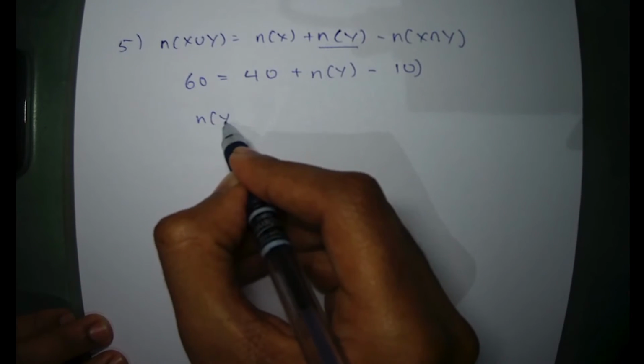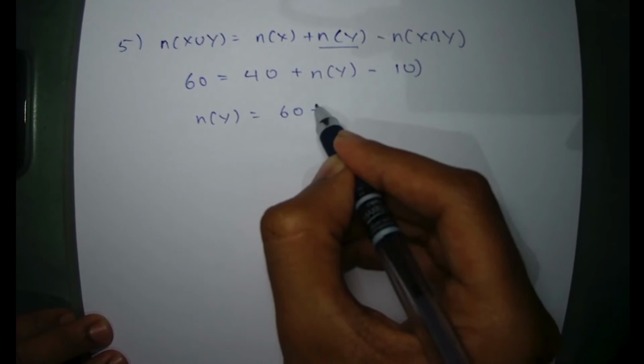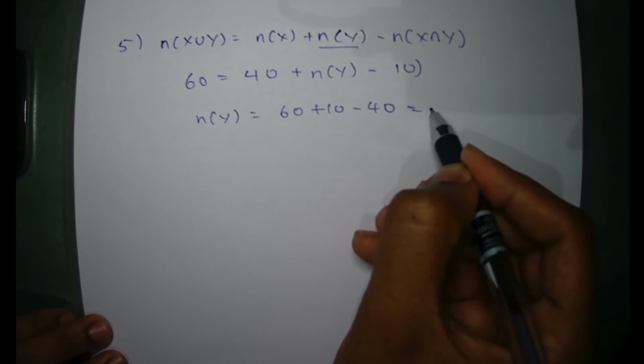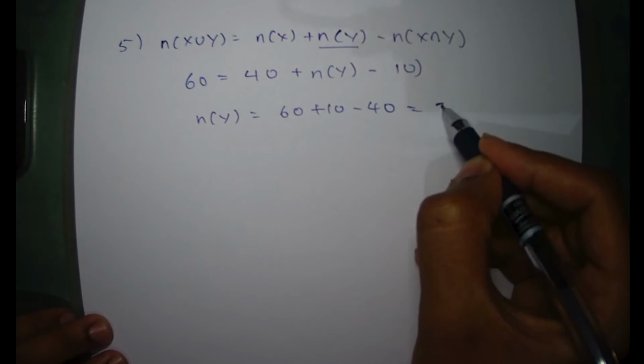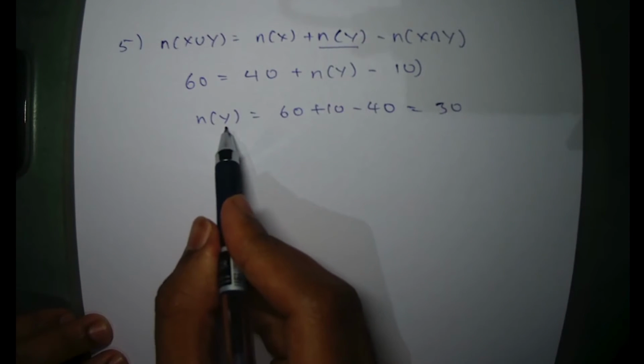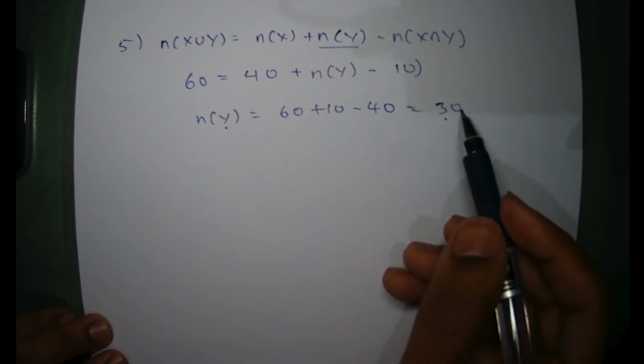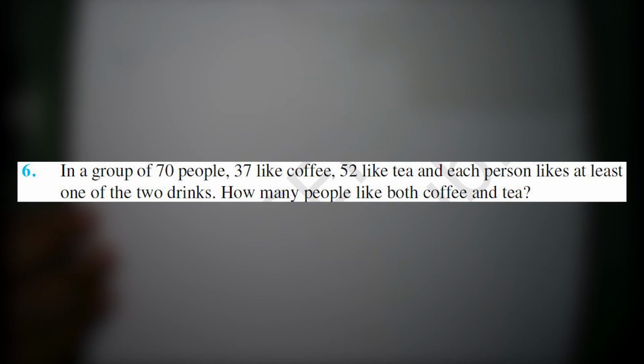So n of y will be 60 plus 10 minus 40, which is nothing but 30. So number of elements in set y will be 30. Coming to the sixth question.